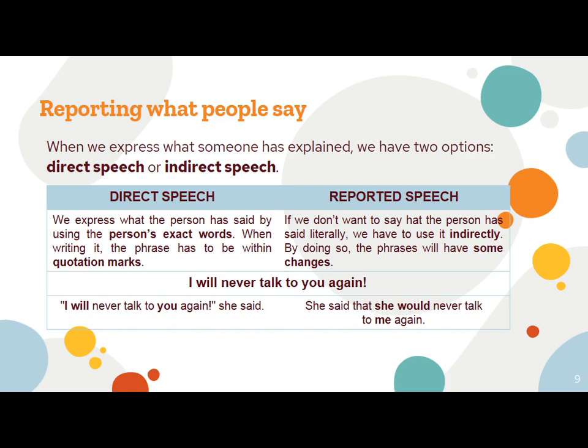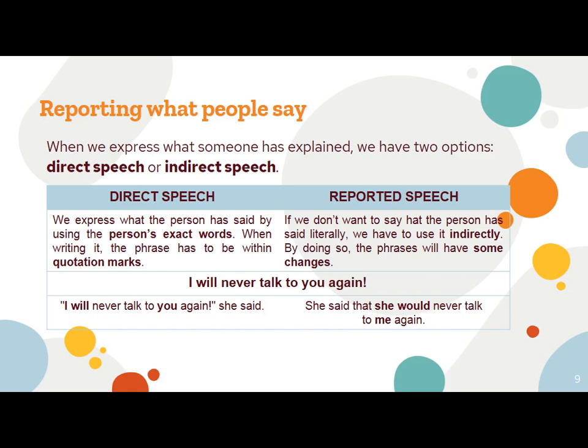In the case of the second part, in the reported speech section, if we don't want to say what the person has said literally, we have to use it indirectly. By doing so, the phrases will have some changes. Why? Because we're not saying this exactly or literally as the person said it before. So we're going to take the same sentence, "I will never talk to you again," but now instead of using the person's own words, I'm going to use my own words, and that's why we're going to have the changes.